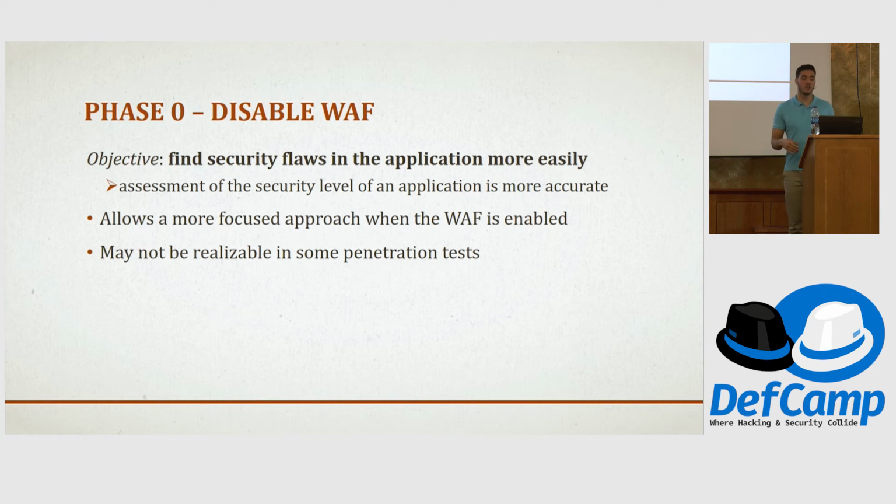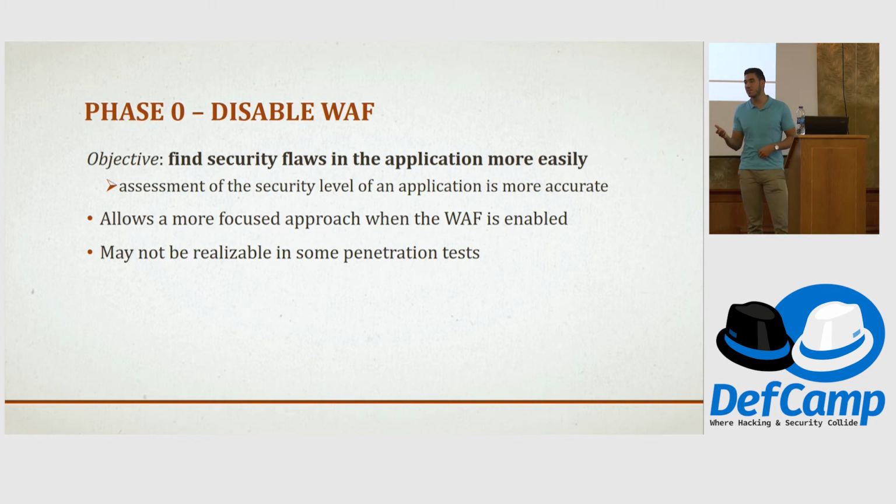So what we try to accomplish is to tell the customer to disable the WAF for 1 or 2 days. And if the WAF is disabled, we can have a more focused approach to find where the vulnerabilities in an application are. And if later the WAF is turned on again, we know where to search. But that's why it's called phase 0. It may be not realizable in every penetration test. For instance, if the customer wants you to test a productive system.